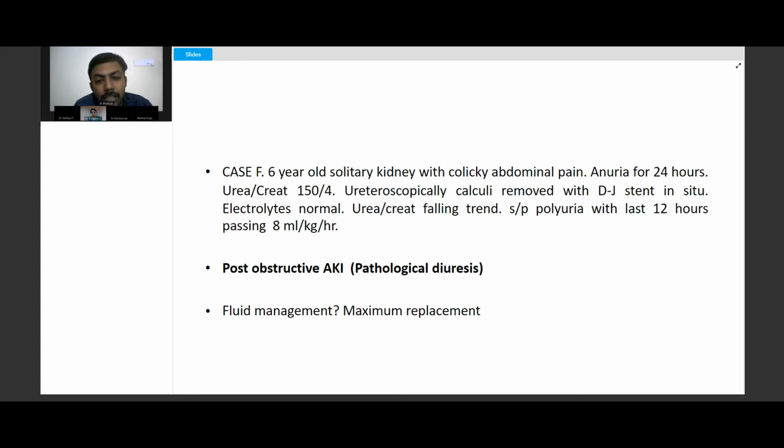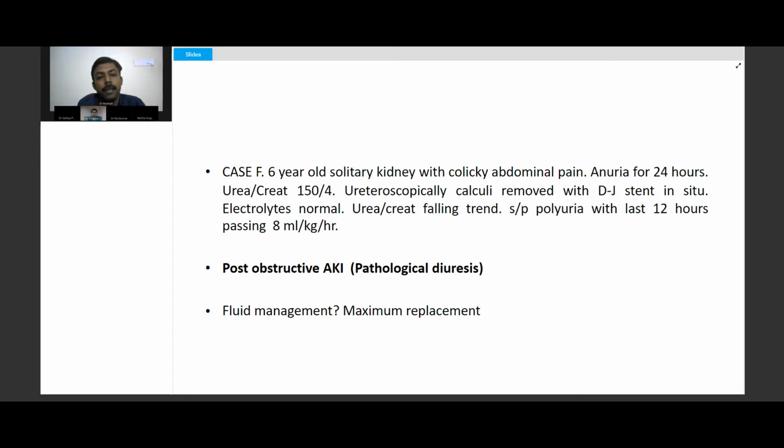And here there's a pathological diuresis. What is pathological? Usually we expect some diuresis after relieving obstruction, but when there is a secondary nephrogenic diabetes insipidus, which you might be more familiar with, there is pathological diuresis associated with signs of hypovolemia. Here we need to supplement some fluids, and we need to discuss maximum replacement, not more than 150% of the maintenance per day. Beyond that, it is harmful again.